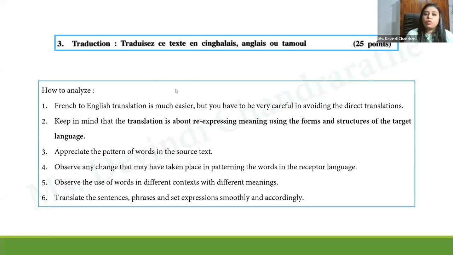In the marking scheme, you will be given marks for each sentence. In the translation passage, you might be provided with 25 sentences and you will be given one mark for each sentence. I'll be discussing it in the marking scheme. So that's what is happening there. Make sure that you write grammatically correct sentences, which are also correct in meaning and sentence pattern, sentence order. So that is about the translations.